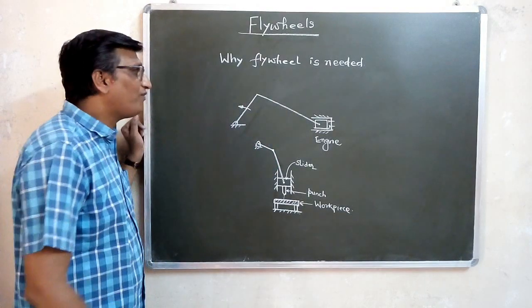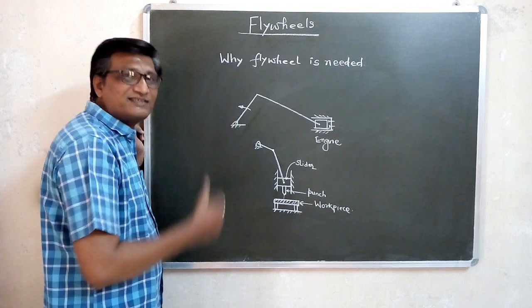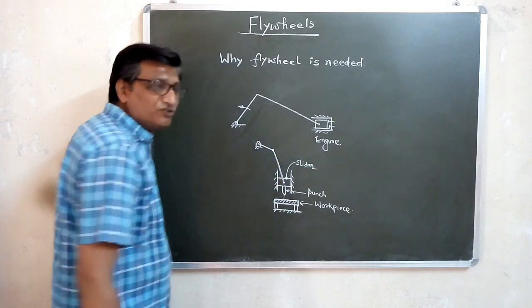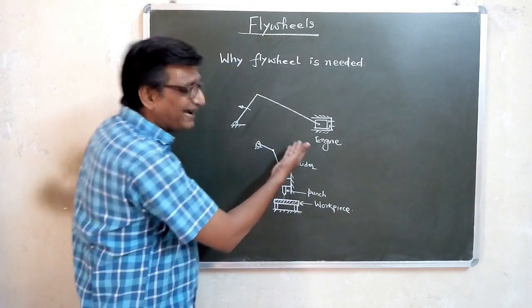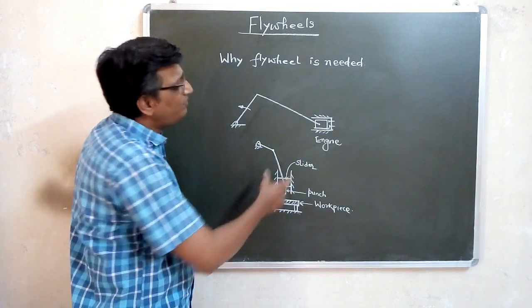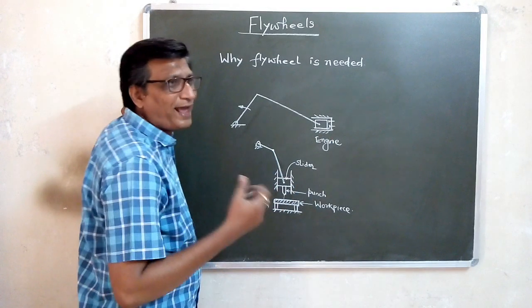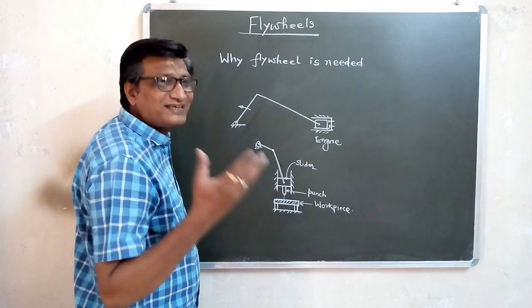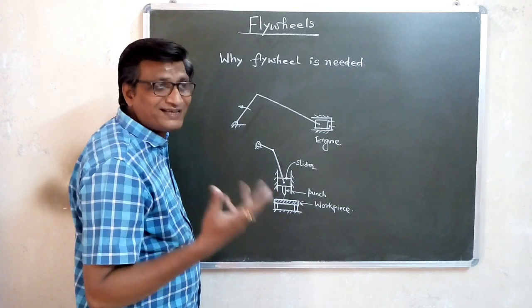Let us see why a flywheel is needed. Let us take an example of, say, an engine. You might be knowing about IC engines, that is 4-stroke and 2-stroke engines. Now in a 4-stroke engine or a 2-stroke engine, what happens actually? There are strokes like suction, compression, power, and exhaust.